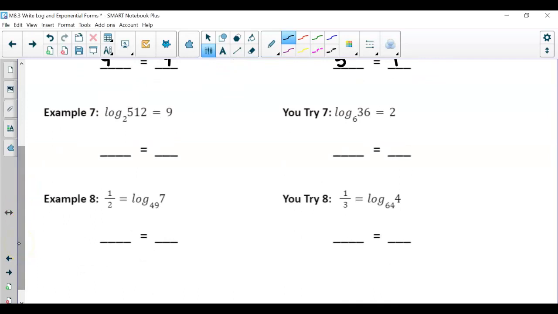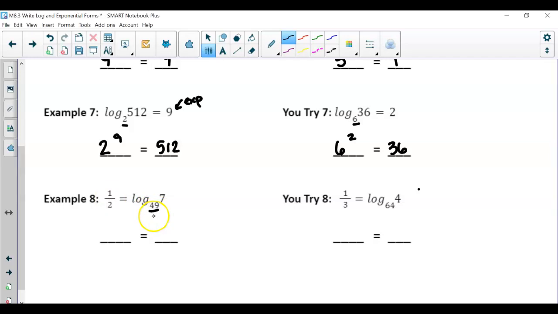So then here, example 7. We've got a base of 2, so 2 to the 9th power. Because remember again, the log is always equal to the exponent, which is equal to 512. And then if you put that in the calculator, 2 to the 9th power, you will get 512. So here, pause the video, try the try. Here you've got a base of 6, so 6 to the 2nd power is equal to 36, which is also true.